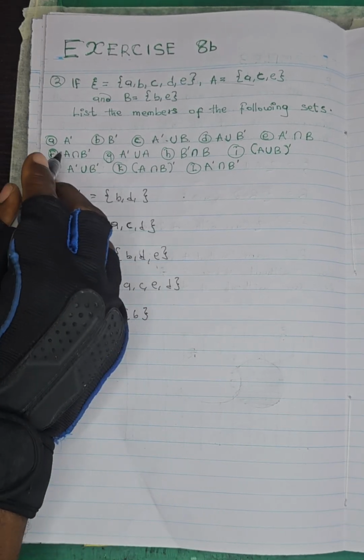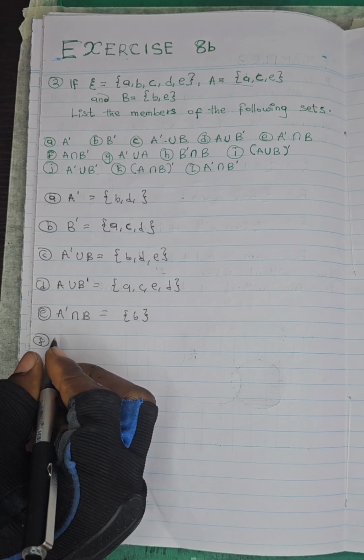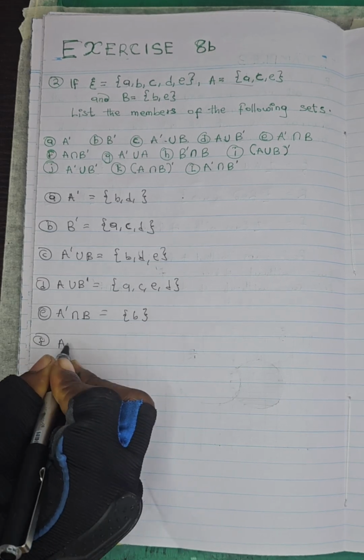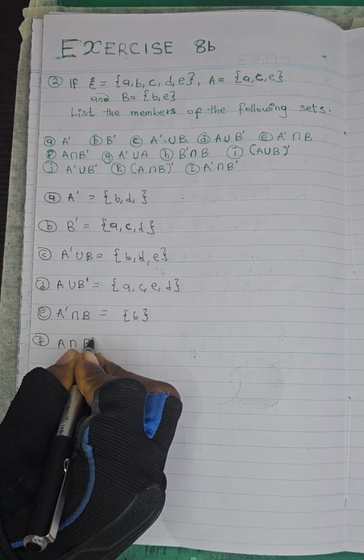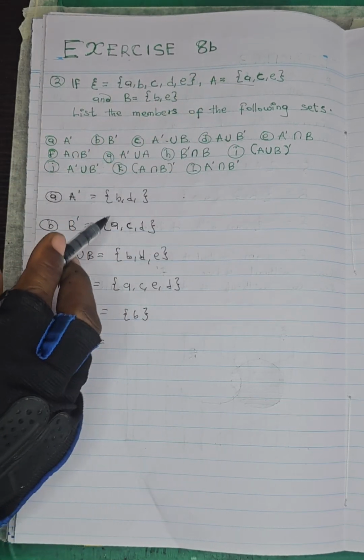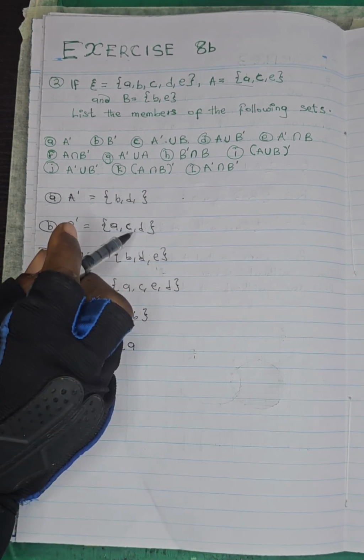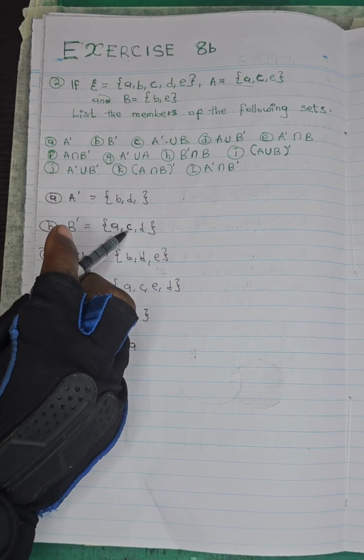Number F. A intersection B complement. I think I've done that before. Okay, I haven't. A intersection B complement. This is my A. This is my B complement. So what do you have in common? They have A in common. Do you have any other thing in common? You also have C in common.